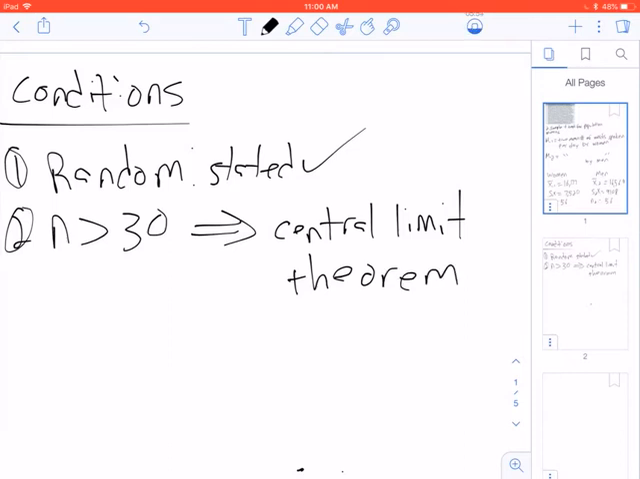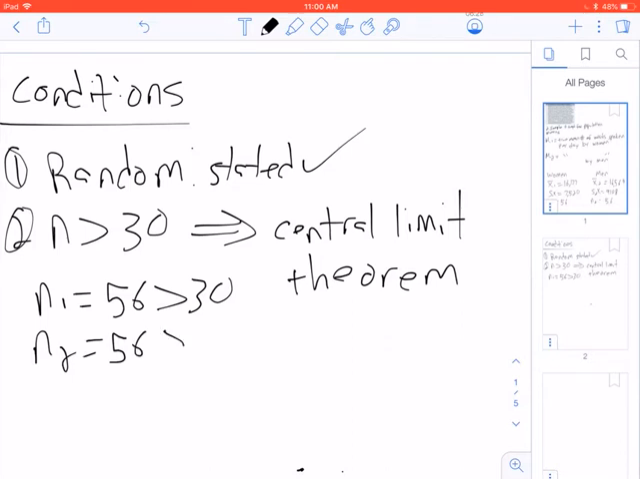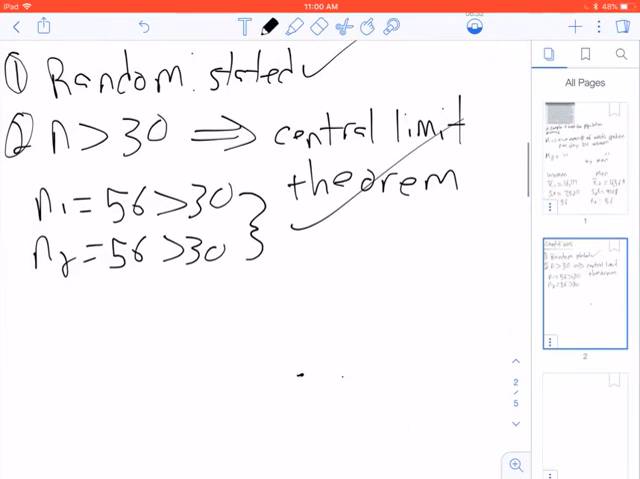Theorem. Central limit theorem. We didn't get to talk so much about the central limit theorem in class, but it basically says that no matter what the shape of your population distribution is, if you take repeated samples of more than 30, the sampling distribution will be approximately normally shaped. Both samples, n1 was equal to 56, which is bigger than 30, and n2 was equal to 56, which is bigger than 30. So the central limit theorem applies to both of these, and that is a check.